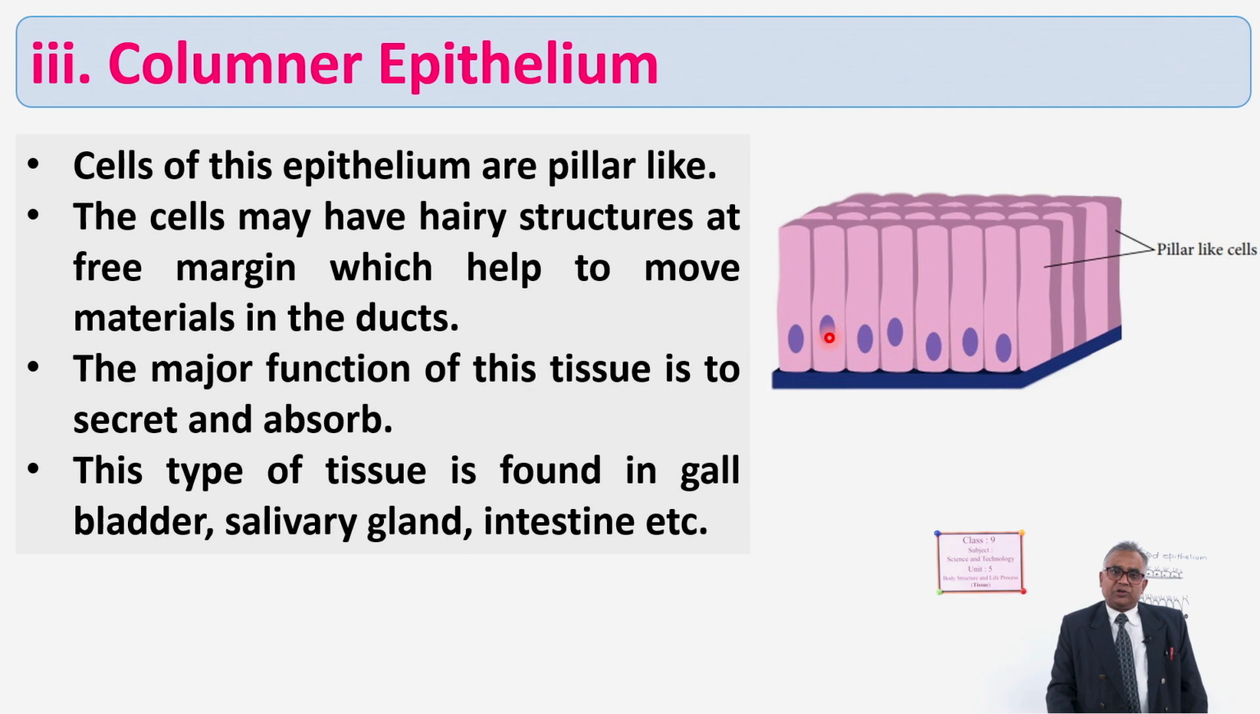This type of tissue is found in the gallbladder. Gallbladder, you know, pitta thyli. Yes, that is found at the basal part of the liver, in which bile is collected. Salivary gland is here.